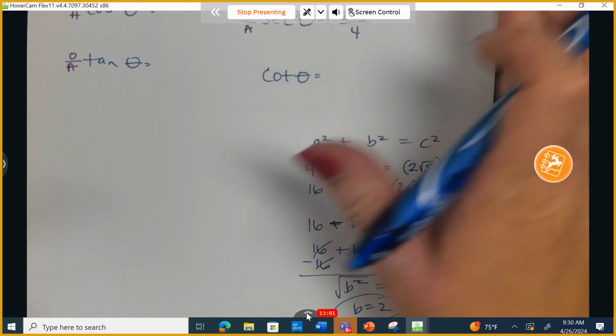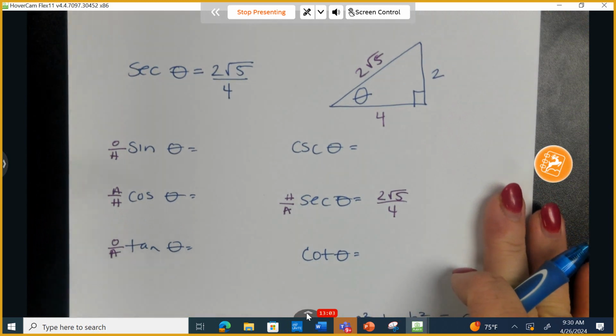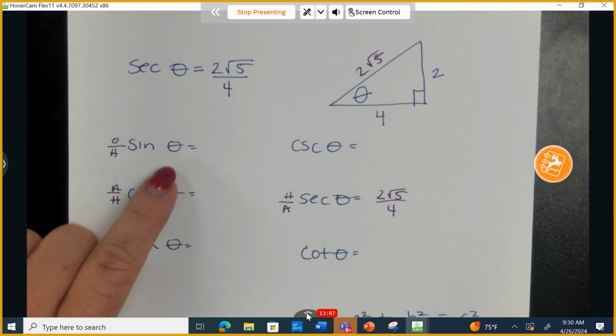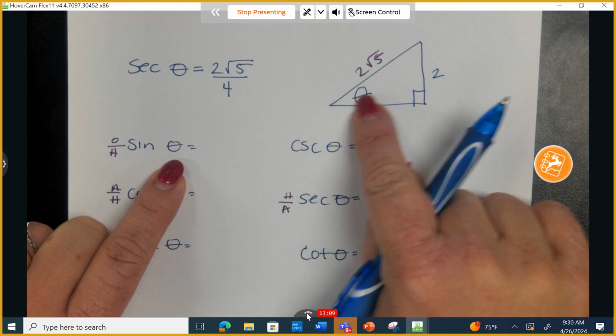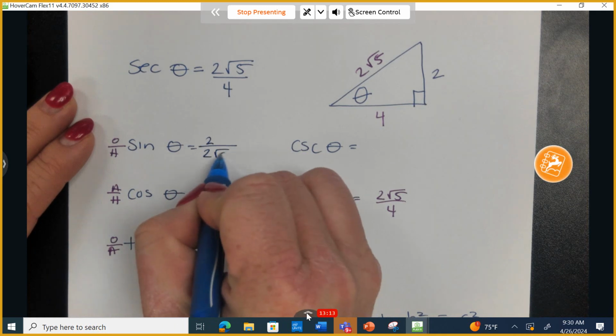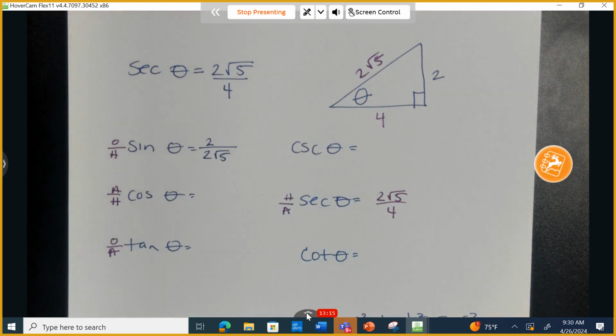I'm coming back up here to the top, and I'm going to find out what are the 5 remaining ratios. Okay, sine. Sine is opposite over hypotenuse. So 2 over 2 square roots of 5. Is that mathematically wrong? Absolutely not. But this is a great one for us to talk about.